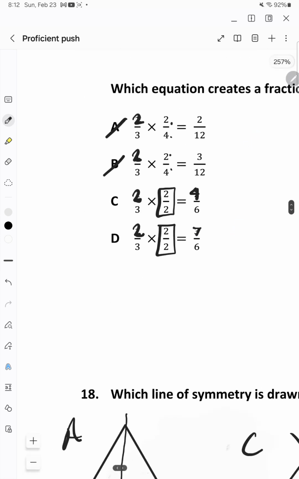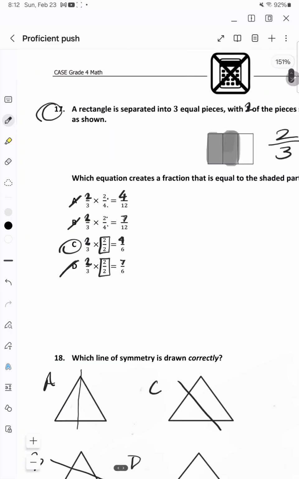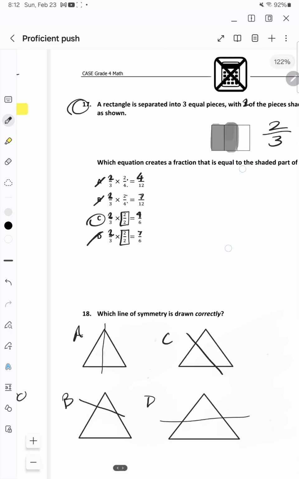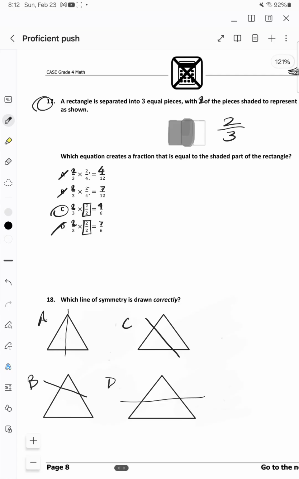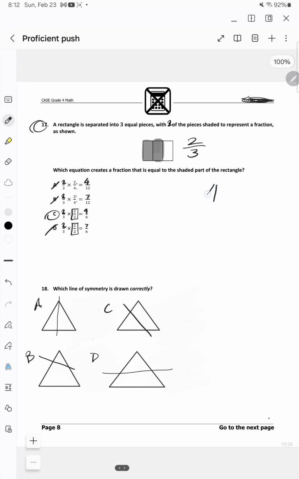In this case, 2 times 2 is 4. But D is saying 2 times 2 is 7. So C would have to be the answer. So, almost done with this video.